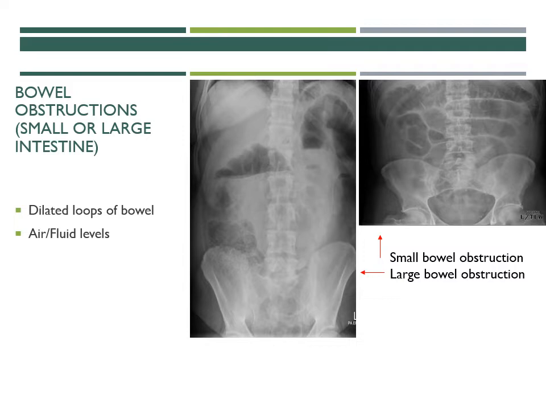So on the right is a small bowel obstruction. So the small bowel is more centrally located. And again, you have dilated loops of bowel. I don't see any air fluid levels on this particular one. You don't always have to see them, but just notice how distended the small intestine is on the right and the large intestine is on the left.